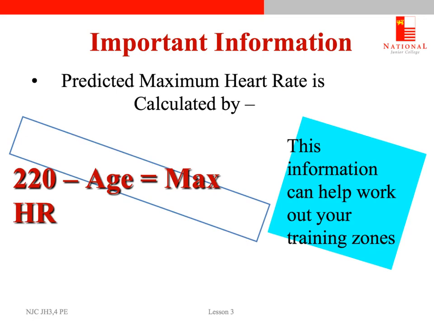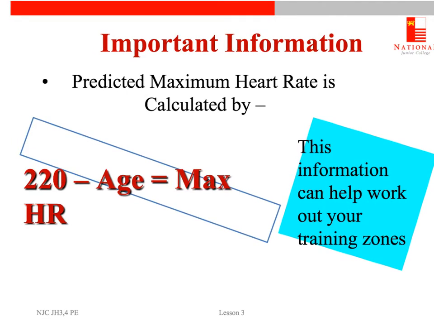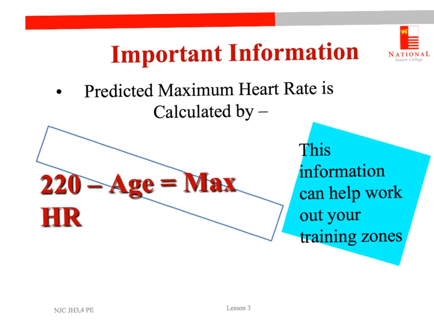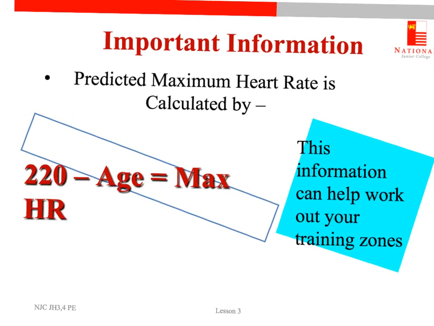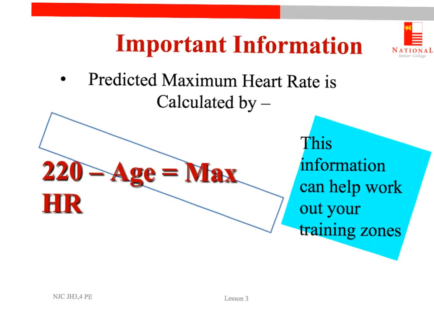First, you need to know the concept of maximum heart rate. I'm sure most of you have heard about it. How do you usually predict or calculate the maximum heart rate? This is a predicted one, so the actual one can be slightly higher or slightly lower as well. The maximum heart rate is basically 220 minus your age. For example, if you are 15 or 16 years old, a good guideline is that the maximum heart rate will be about 204 or 205.